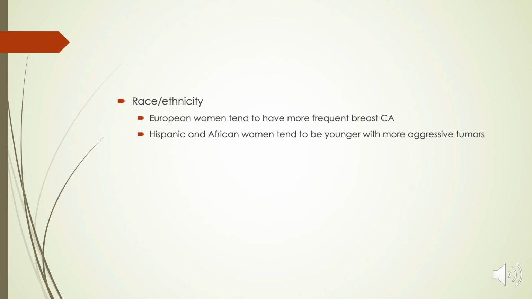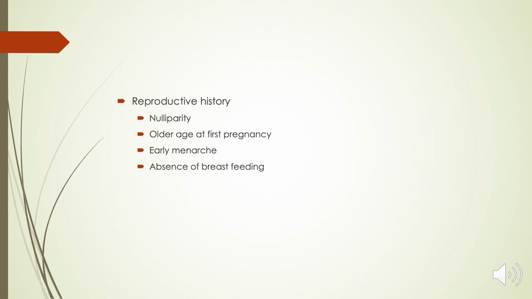Also, certain differences are seen between different ethnicities. As we mentioned earlier, ER positive HER2 negative breast cancer is the most common subtype in all ethnicities. European women tend to have more frequent breast cancer than other ethnicities. However, when they acquire it, Hispanic and African women tend to have more aggressive tumors occurring at a younger age.